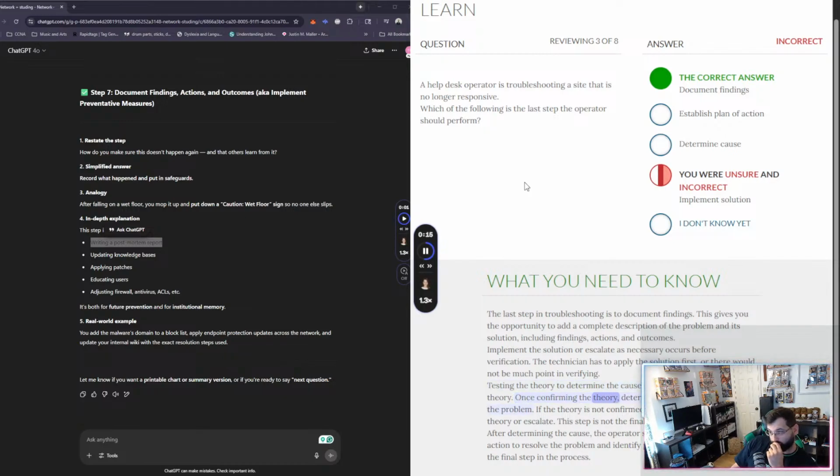Once confirming the theory, determine the next steps to resolve the problem. If the theory is not confirmed, then re-establish a new theory or escalate. This step is not the final step in the process. After determining the cause, the operator should establish a plan of action to resolve the problem and identify potential effects. This is not the final step in the process.